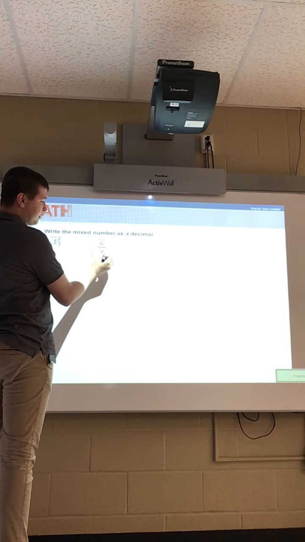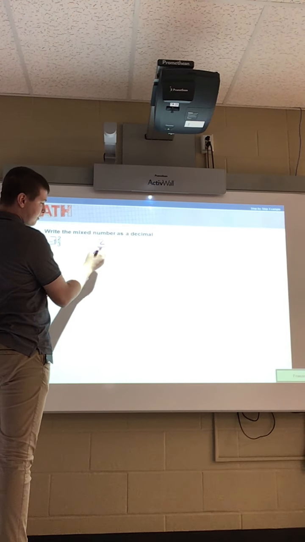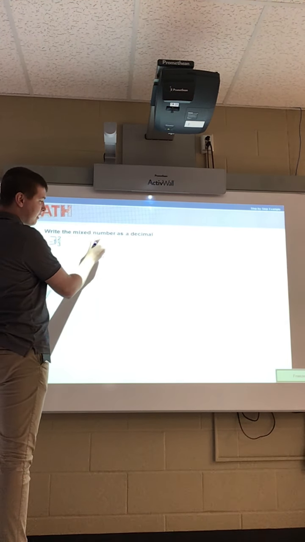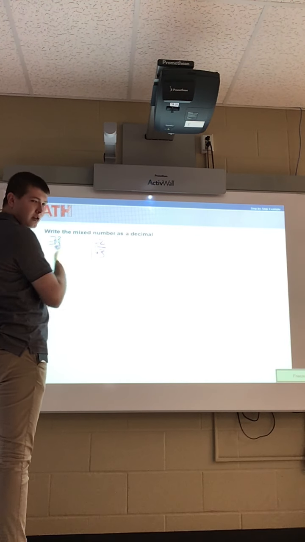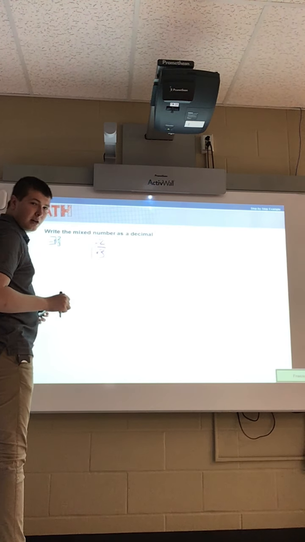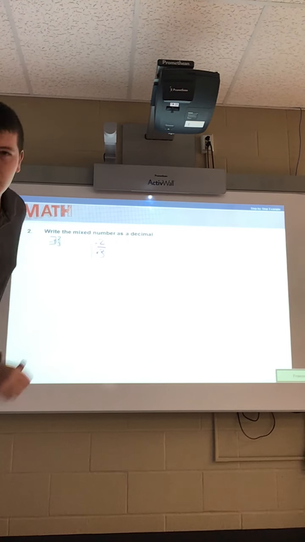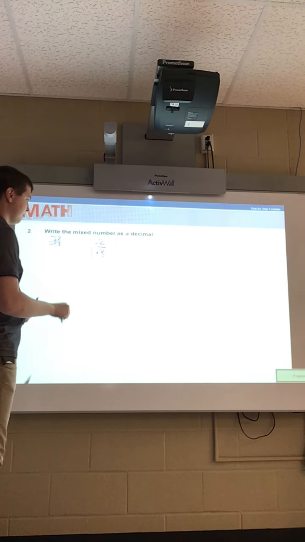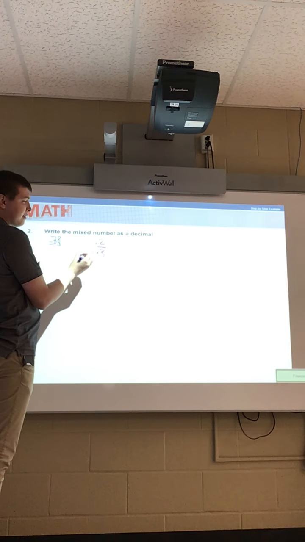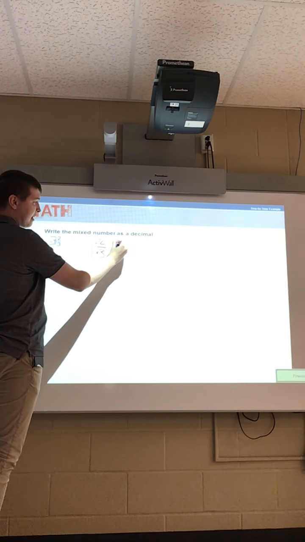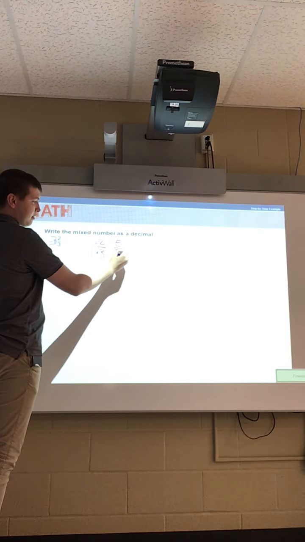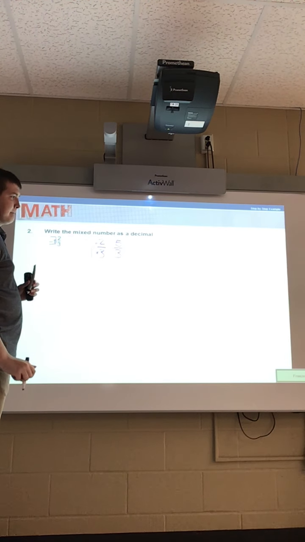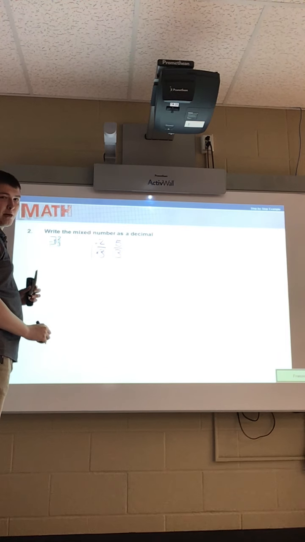So what we do is we do 3 times 1, which is 3, and then we add that to the 2. Can you see that? Let's see. I think so. If not, we'll fix it. So 3 times 1 is 3, plus 2 is 5, and you keep the denominator the same. Okay? And then you divide it that way.